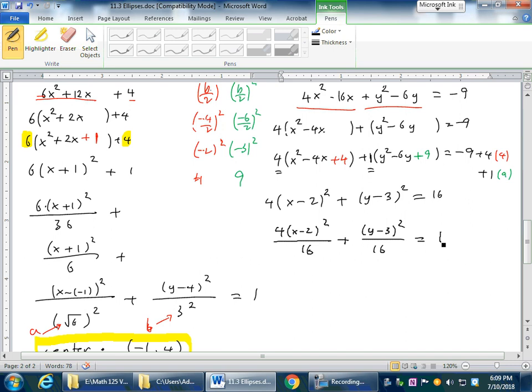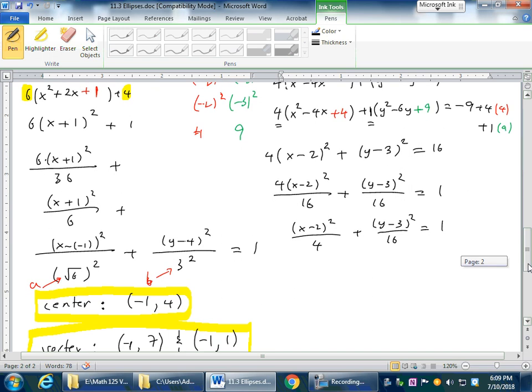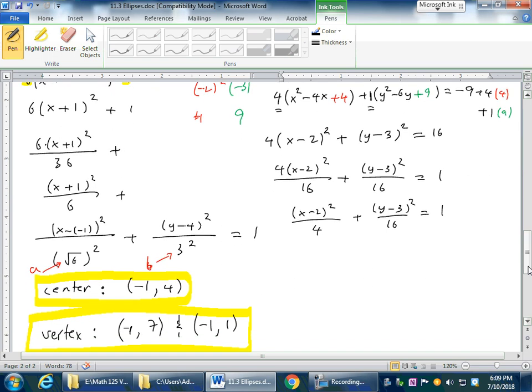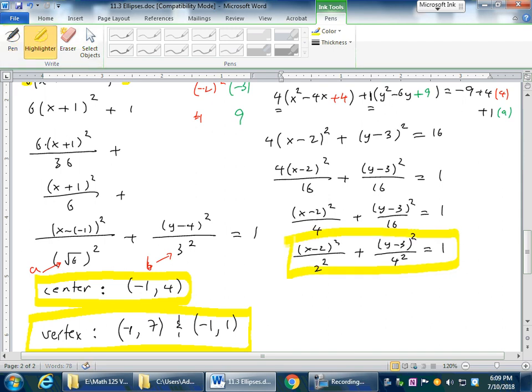So finally, reducing a little bit, that will give me (x minus 2) squared over 4 plus (y minus 3) squared over 16 equal to 1. So that tells us (x minus 2) squared over 2 to the second power, for 4, and (y minus 3) squared over 4 to the second power. So now that we have our standard form, we can talk about our center. My center in this case will be (2, 3).